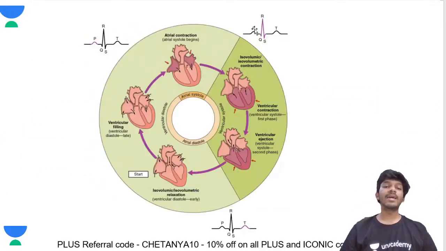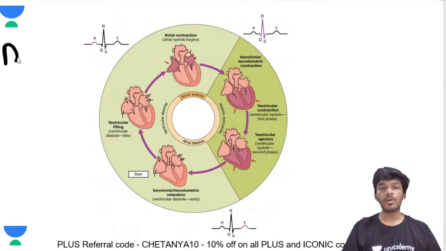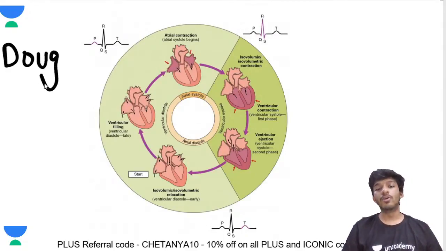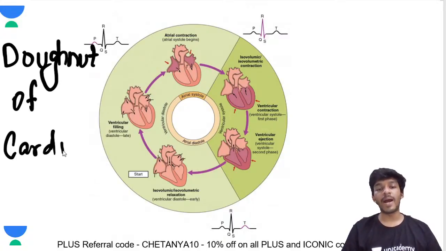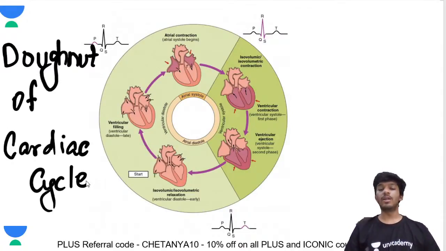So to understand the cardiac cycle, we will make a cake or a donut. Okay, so I call this the donut of cardiac cycle. You can make out this is sort of a pie chart or a pie diagram where the cardiac cycle has been represented. So let's understand the donut of cardiac cycle.